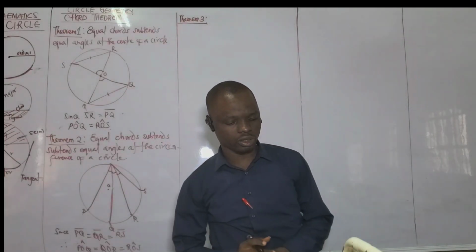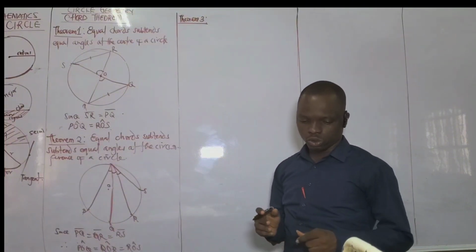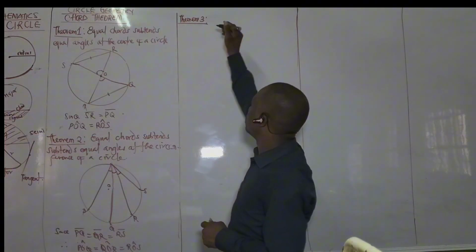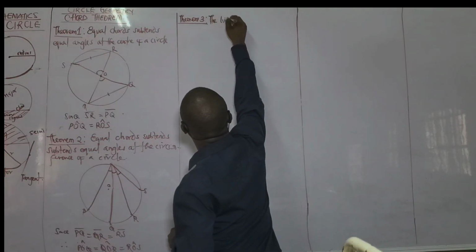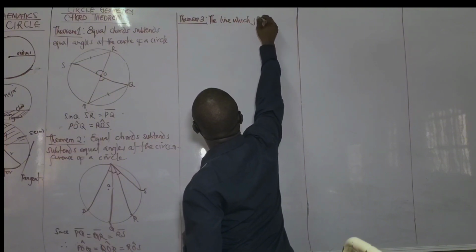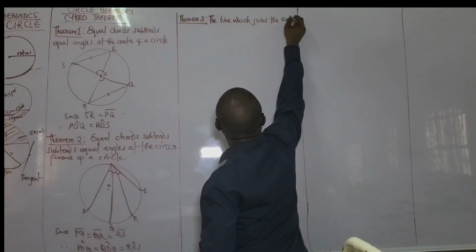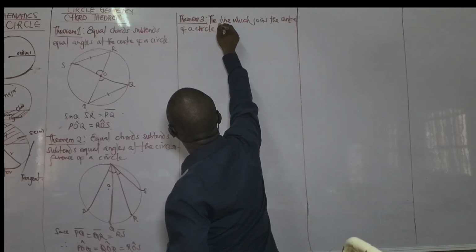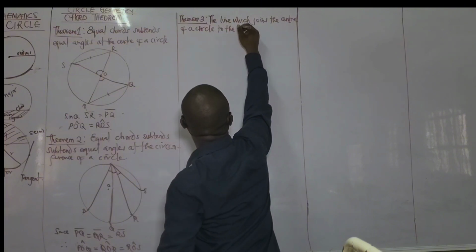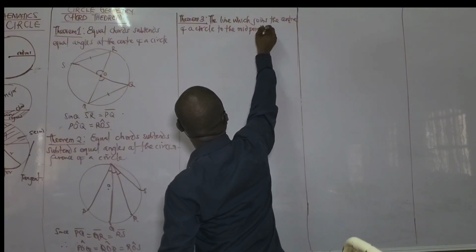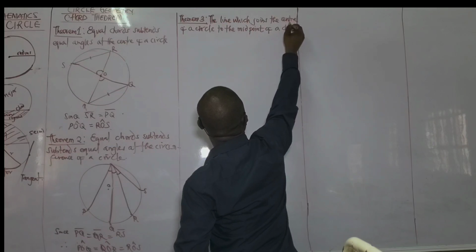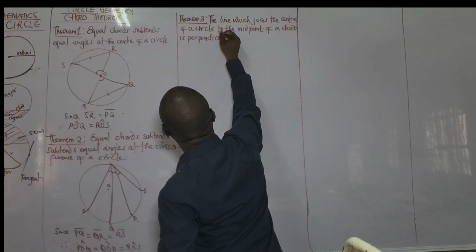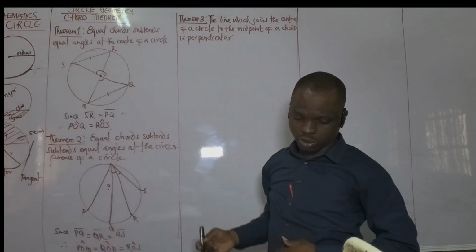The line which joins the center of a circle to the midpoint of a chord is perpendicular to the chord.